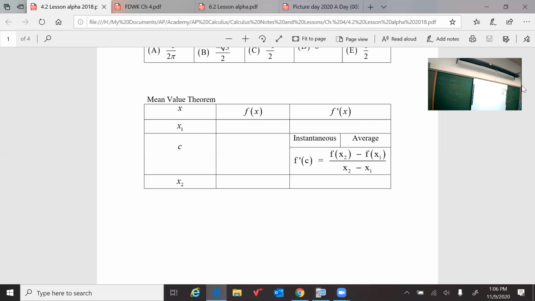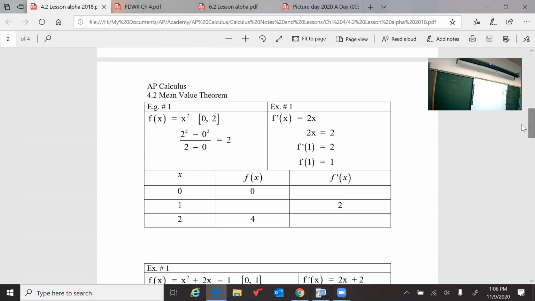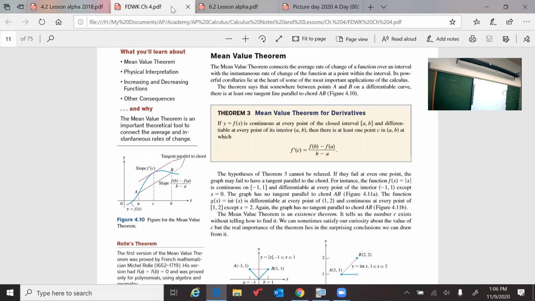So here's the example. Like I said, number 2, most user-friendly parent graph, y equals x squared. So there's a picture in the book.